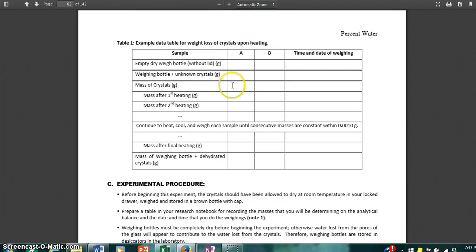Everyone should have 2 columns worth of data, one from you, one from your lab partner. And the reason for that is just so that you have multiple trials, and if one of you messed up, hopefully the other one did okay, and you'll end up with a good percent water at the end. So that's the first thing that you need to do.